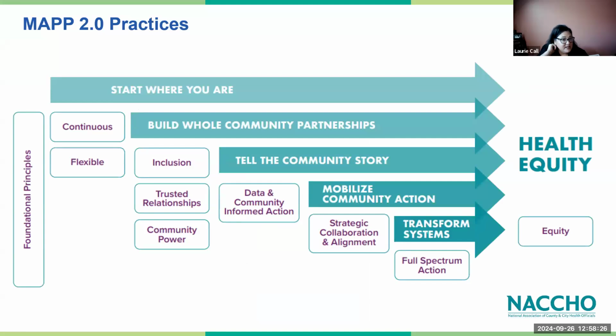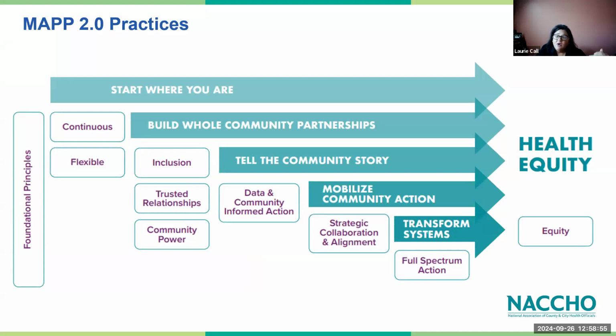And then here you'll see the practices. The one I like the most is start where you're at. So if you already have a lot of data from the community or you already have structures in place, you don't have to do those steps over. You start where you're at. If you already have a community vision, you don't have to do a new one. So that's really what that's about. Building whole community partnerships is another goal. So you want that to be continuous throughout the process.